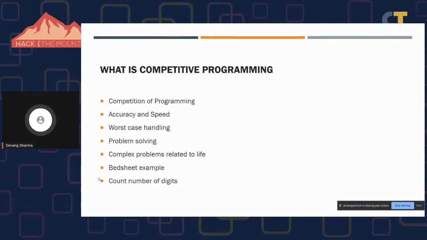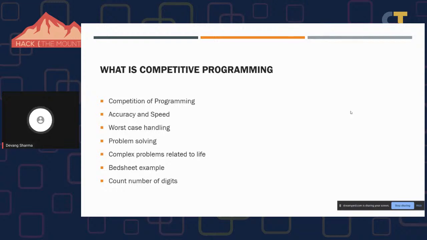But let's think of a common example of how competitive programming helps you. As I told you, you have to think of a quicker logic that takes less time in execution. So suppose you are sitting with your mom, and she is purchasing a bed sheet online, and you don't know the dimensions of the bed sheet, and the sale is going to end in 10 seconds. You have to find out whether the bed sheet is a double bed or single bed. So how will you find out?